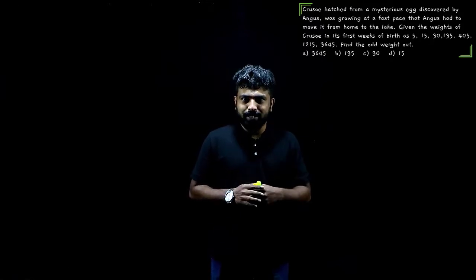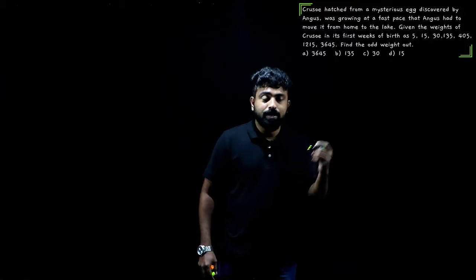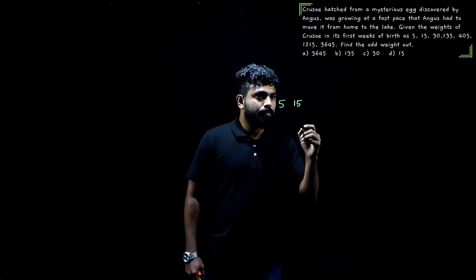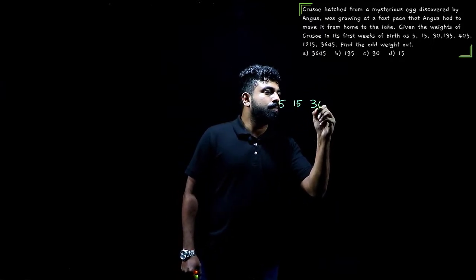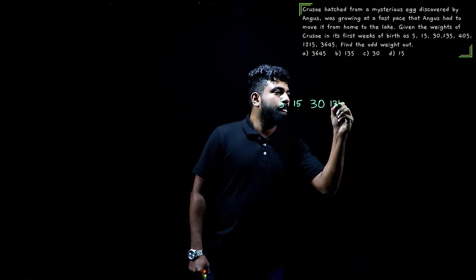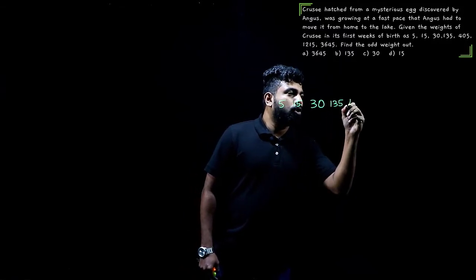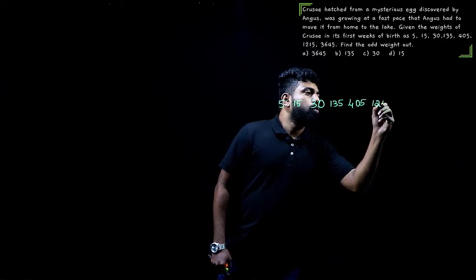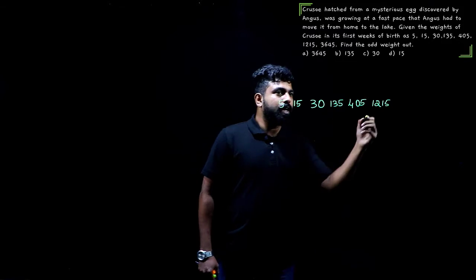What's our question here? It's nothing but our number series question. The story built around it is just to confuse you, which is not necessary for us. Let us take down only what is necessary. The data which is necessary is the number series, which is nothing but 5, 15, 30, 135, 405, 1215, and finally 3645.